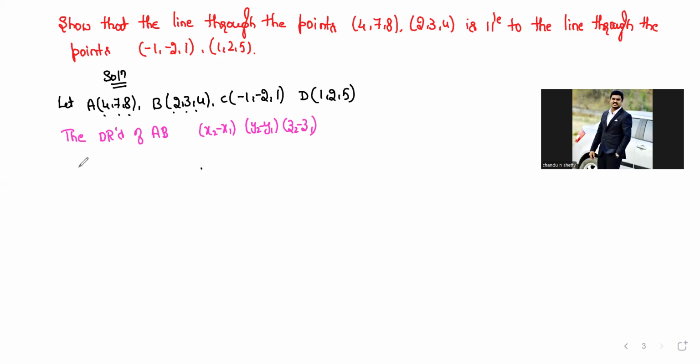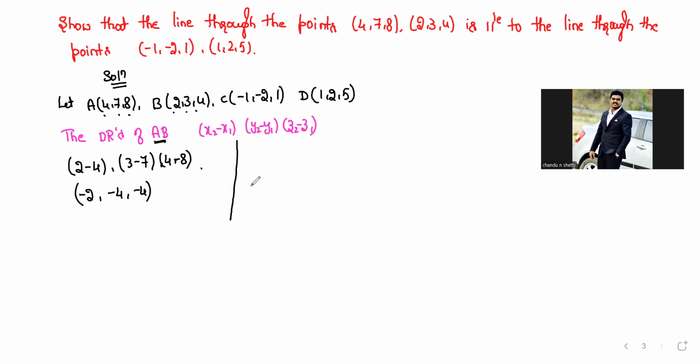We know this. Okay, so here the x2 value is 2 minus 4, and the y2 value is 3 minus 7, and the z2 value is 4 minus 8. Clear? So 2 minus 4 is -2, so -2, -4 and -4. This is the direction ratio of AB. Clear, all of you?